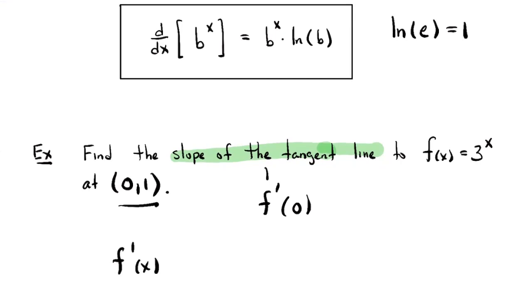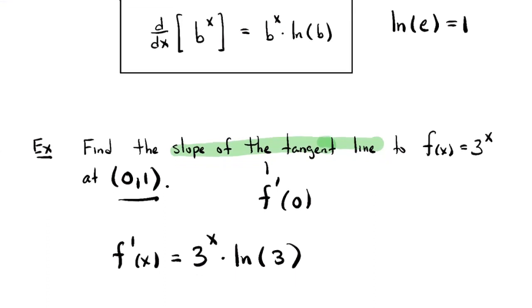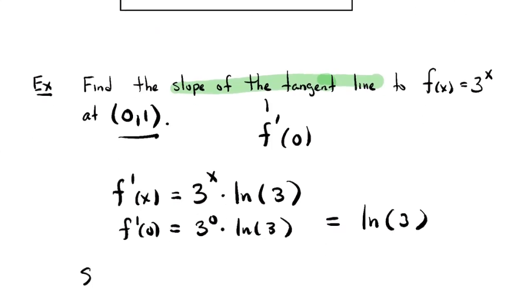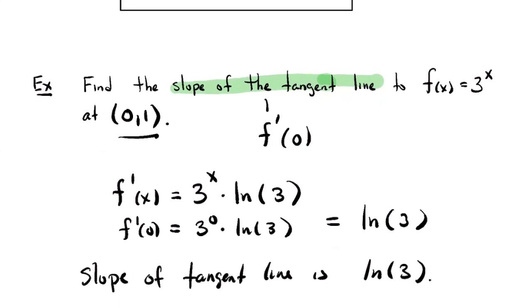Well, f is 3 to the x, so our brand new formula that's still visible at the top of the screen says that its derivative is 3 to the x times the natural log of 3. So f prime of 0 is 3 to the 0 times the natural log of 3. 3 to the 0 is 1, so it's the natural log of 3. So the slope of the tangent line is natural log of 3. You can get out a calculator. That's a number that's slightly bigger than 1.